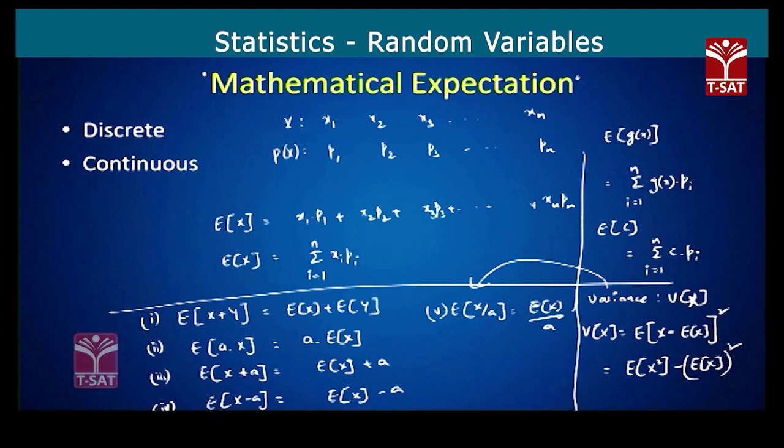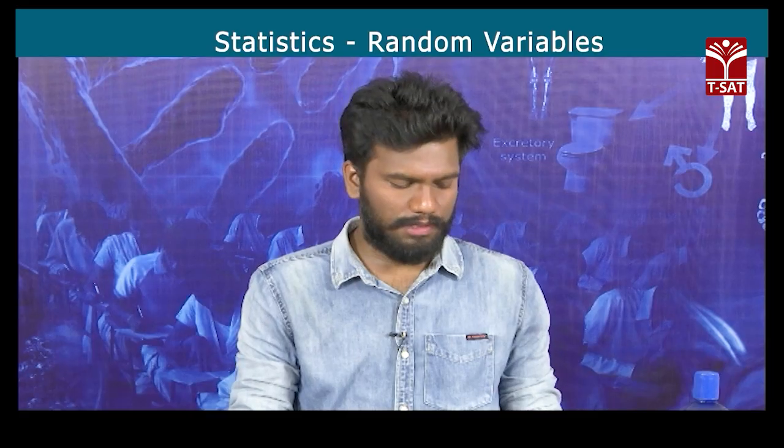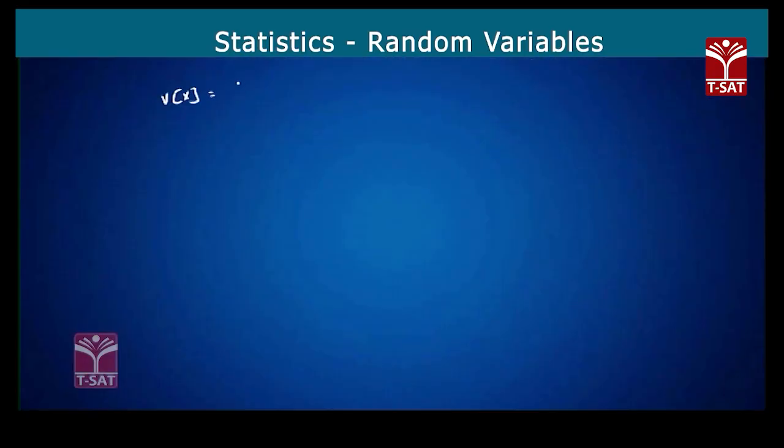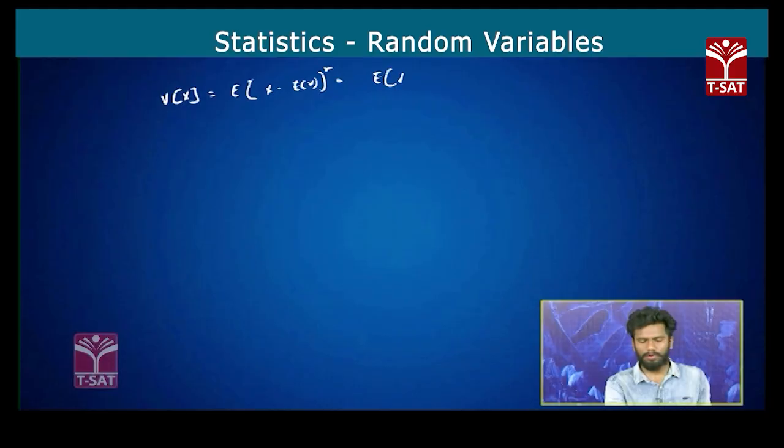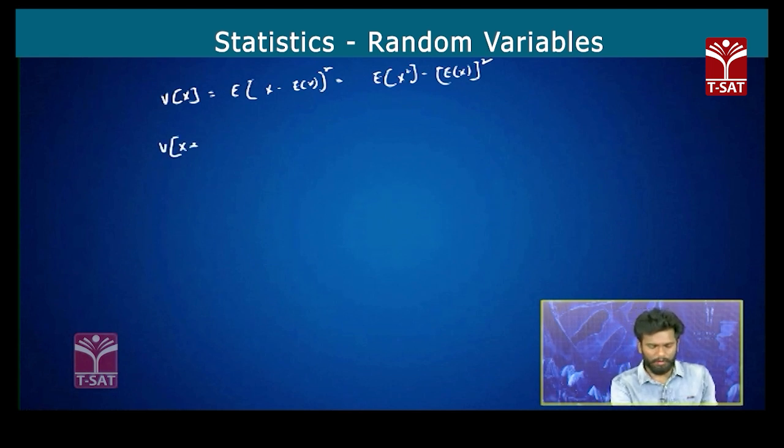Now we will see the properties of the variance of X, that is V of X. V of X is given as, we have just seen the formula, expectation of X minus expectation of X, whole square. The same thing we can write as expectation of X square minus expectation of X, whole square. Now, variance of X plus a will be equal to variance of X.